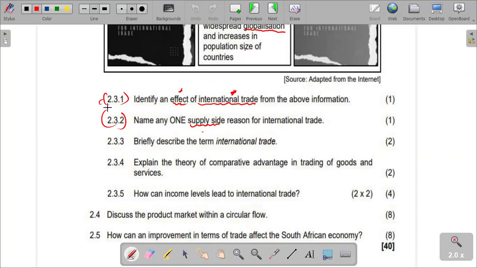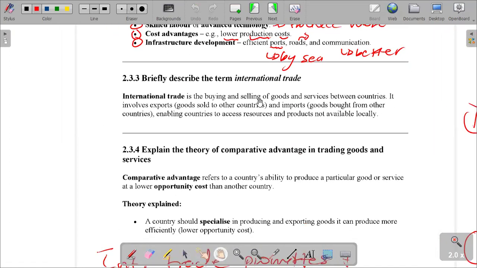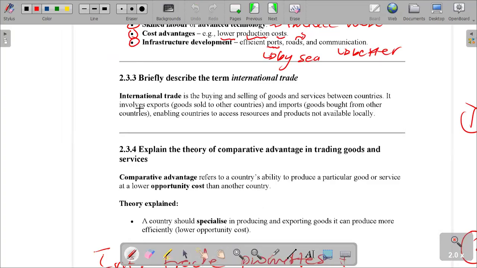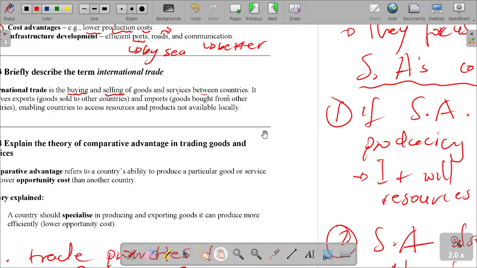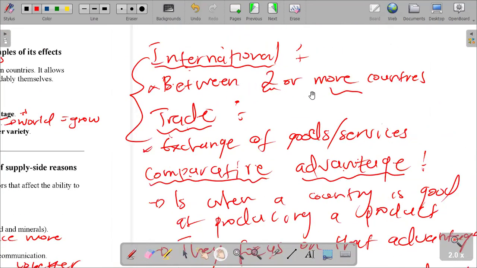The next question says, briefly describe what international trade is. I've been talking about international trade. I did say it in the first question, but let me explain it a little bit further. So what is international trade? It is the buying and selling of goods and services between two countries. Remember, I said inter and what? And national. International simply means between two or more countries.